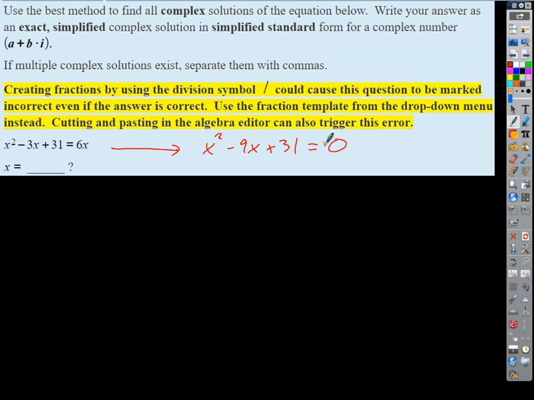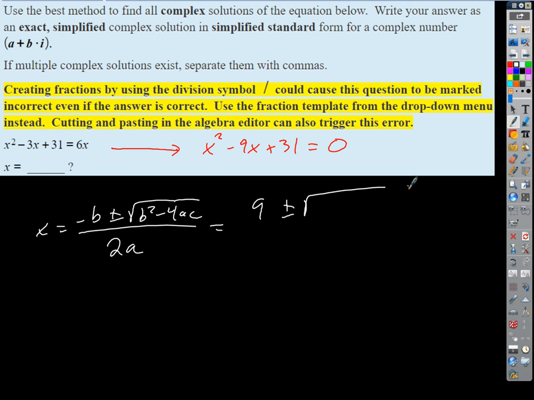So what's left over? Quadratic formula, right? So now all I do is plug into the quadratic formula. Negative b plus or minus the square root of b squared minus 4ac, over 2a. What's that give us? What's negative b? 9. Plus or minus the square root. What's b squared? 81. Minus 4 times 1 times 31, all divided by 2 times 1. Those are my answers. I just have to simplify.